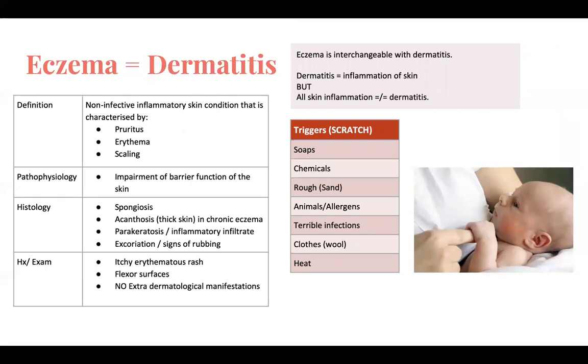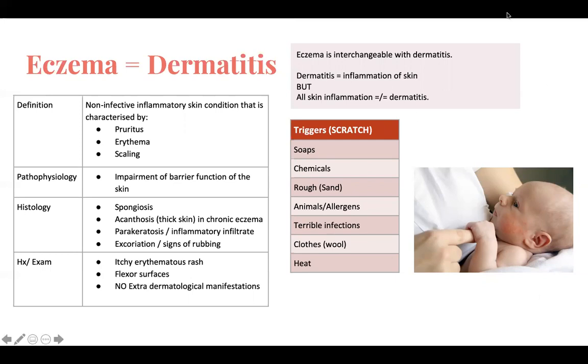So the first condition I'll talk about is eczema, aka dermatitis. These terms are interchangeable, but it's important to know that although dermatitis means skin inflammation, not all skin inflammation is dermatitis. For example, psoriasis has inflammation, but you wouldn't call psoriasis dermatitis. So it's just a bit of a terminology thing. Eczema typically presents with an itchy erythematous scaling rash, and it tends to affect the flexor surfaces.